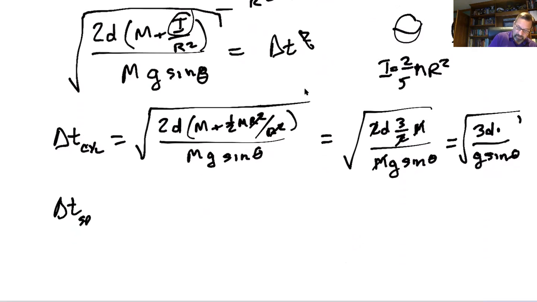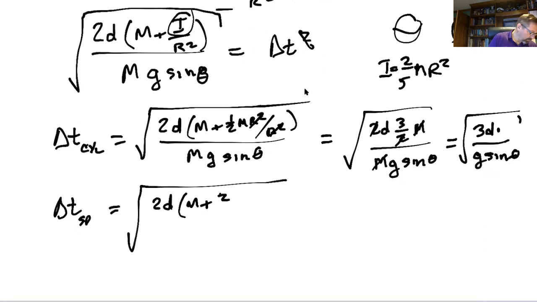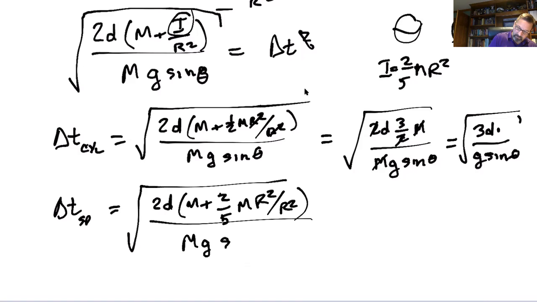We'll go sphere. Same equation, okay? 2 times d times m. This time it's 2/5 m r squared divided by r squared, all that over m g sine of theta, okay? And the r squareds once again cancel. And I've got 1 plus 2/5.